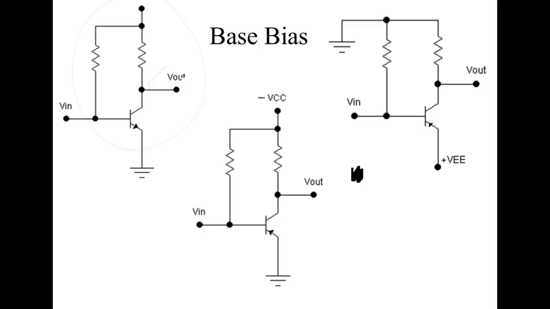Saturated switch, this is probably the most popular circuit. We come up here, we replace this resistor with our load, whatever we want to turn on, an LED or a light bulb or whatever, and then we take it from there, right? Everybody okay?